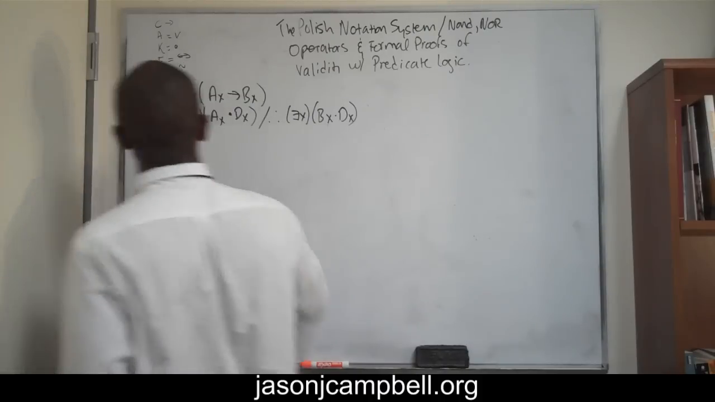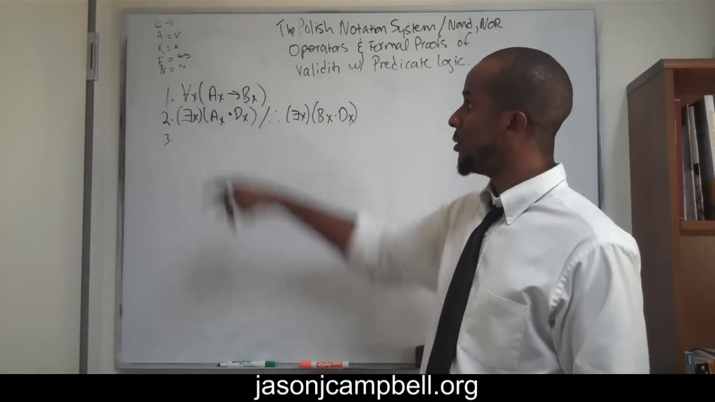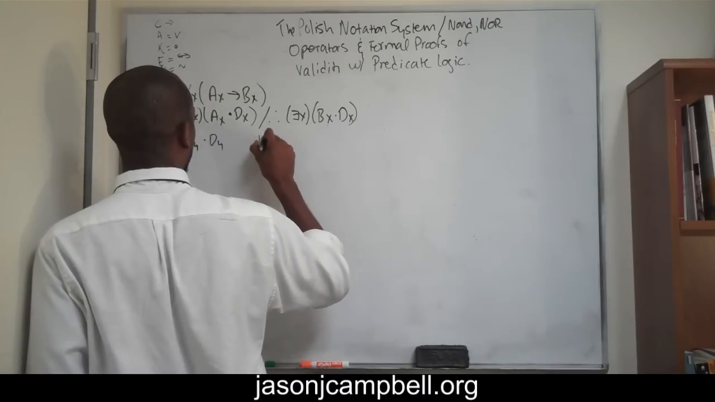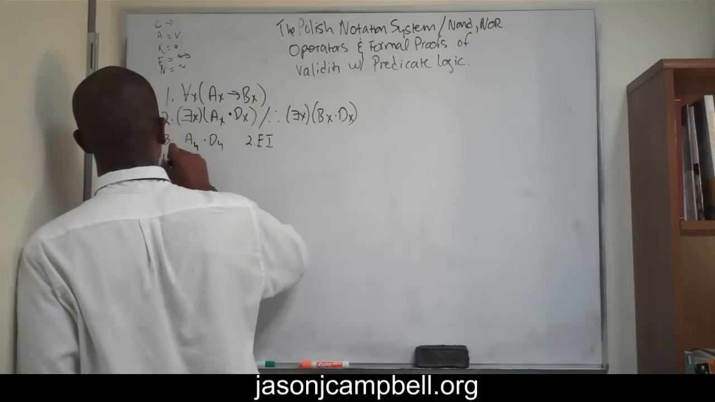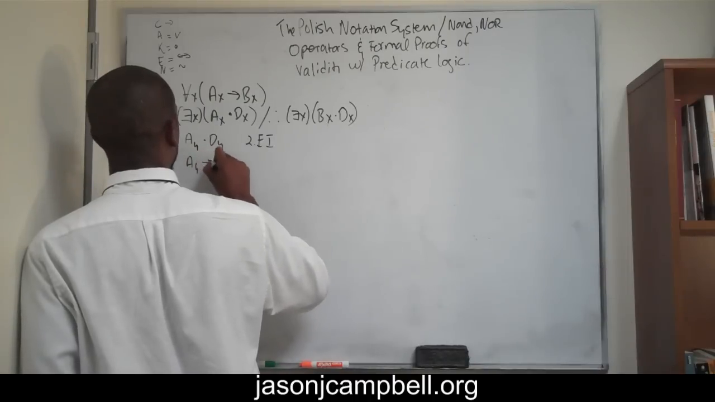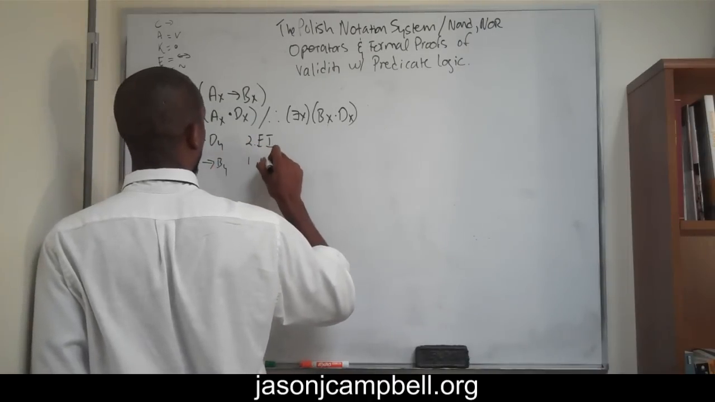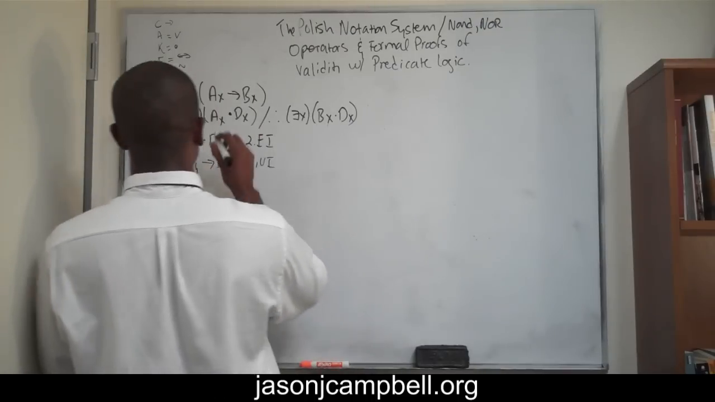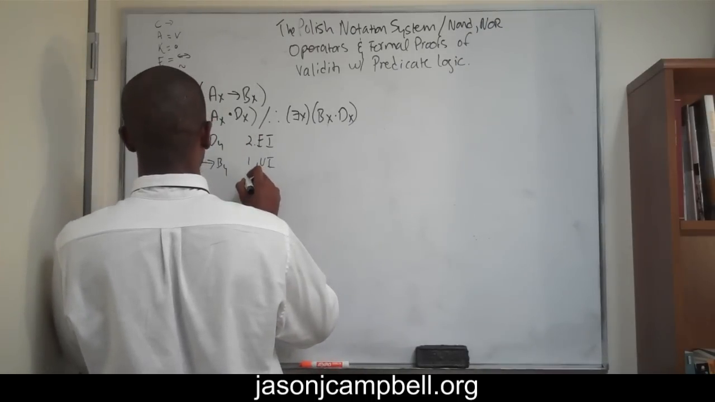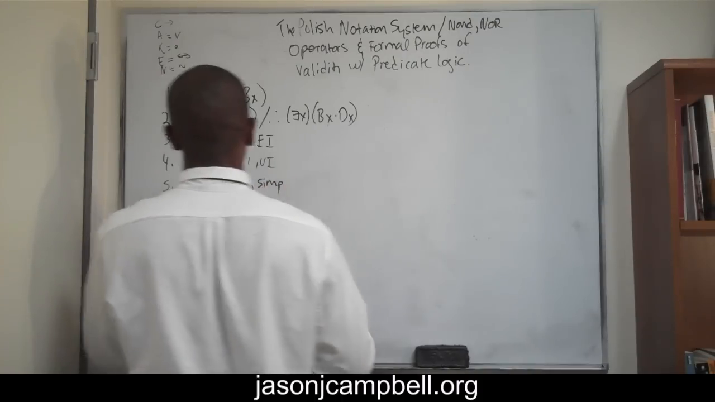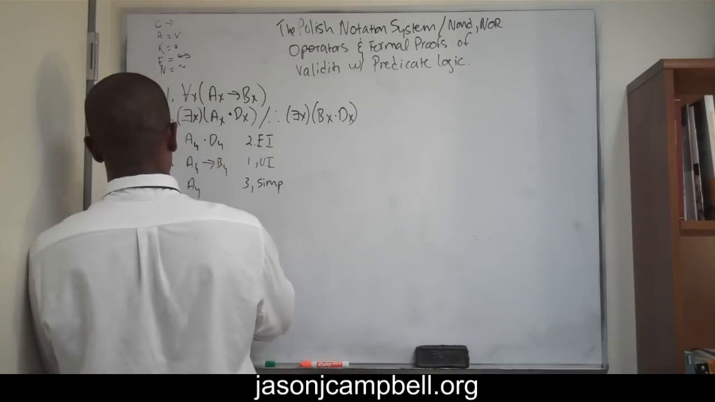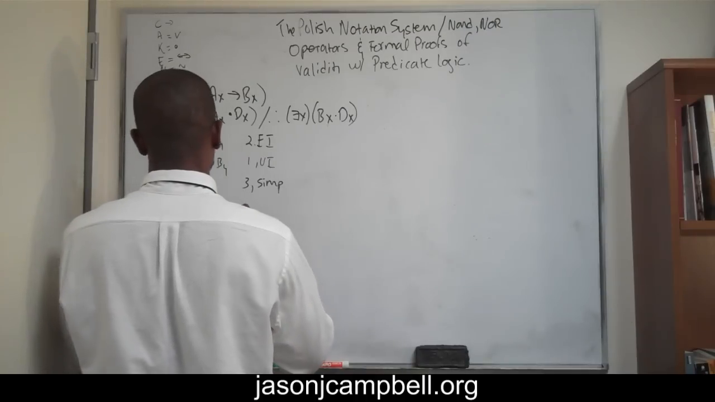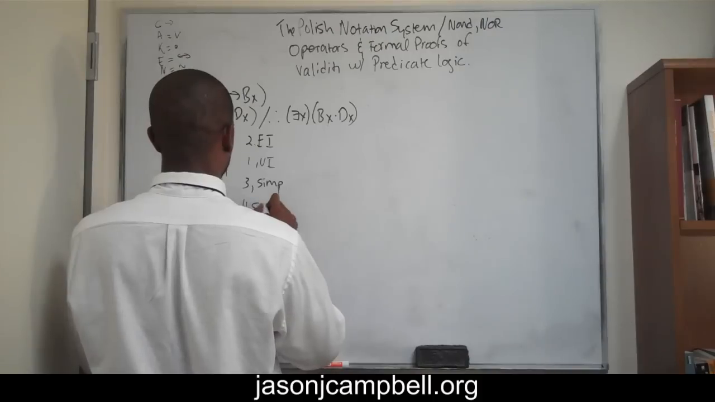Alright, so number 3, remember always existentially instantiate before you universally instantiate. So we instantiate Ay and Dy, and that's EI, existential instantiation on 2. Number 4, universal instantiation gives us Ay then By, that's 1, universal instantiation. And we're trying to get to this. Number 5 is simplification, so we get Ay, and that's 3 simp. We use that to get the B. 6, if A then B, A therefore B, so we get By, and that is 4, 5, and MP.